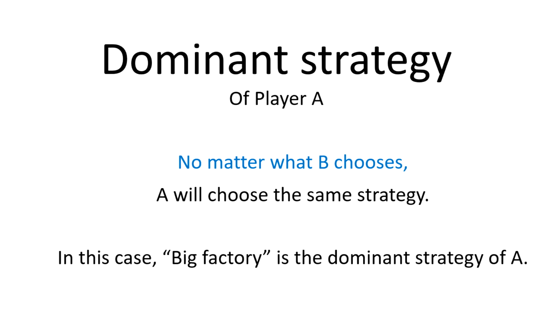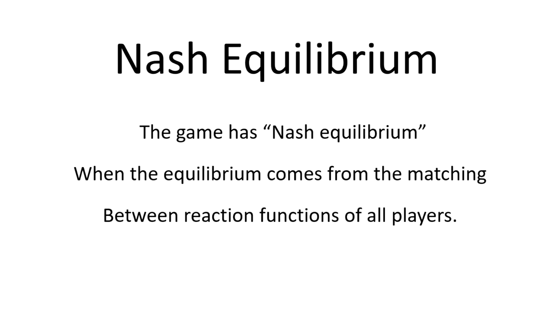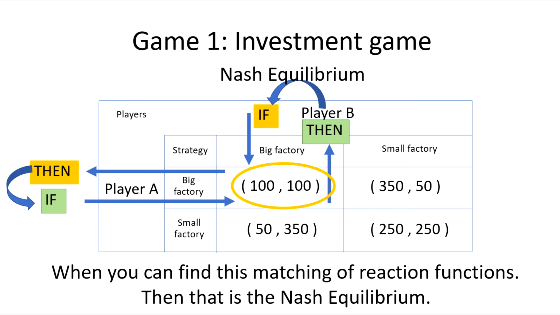You may notice that if A and B have a dominant strategy, it means that both player A and player B have the dominant strategy, which is big factory. Then the Nash equilibrium will be just one point in this payoff matrix, which is big factory and big factory. Other points will not be the Nash equilibrium.